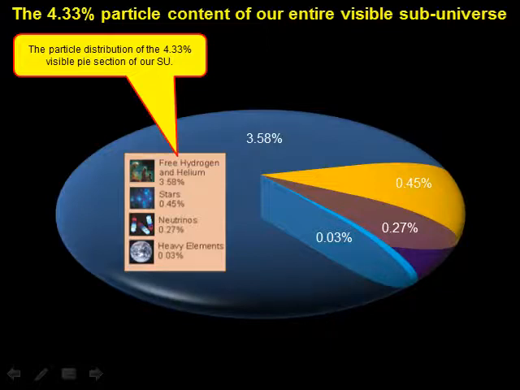Free hydrogen and helium 3.58%. Stars 0.45%. Neutrinos 0.27%. Heavy elements 0.03%.